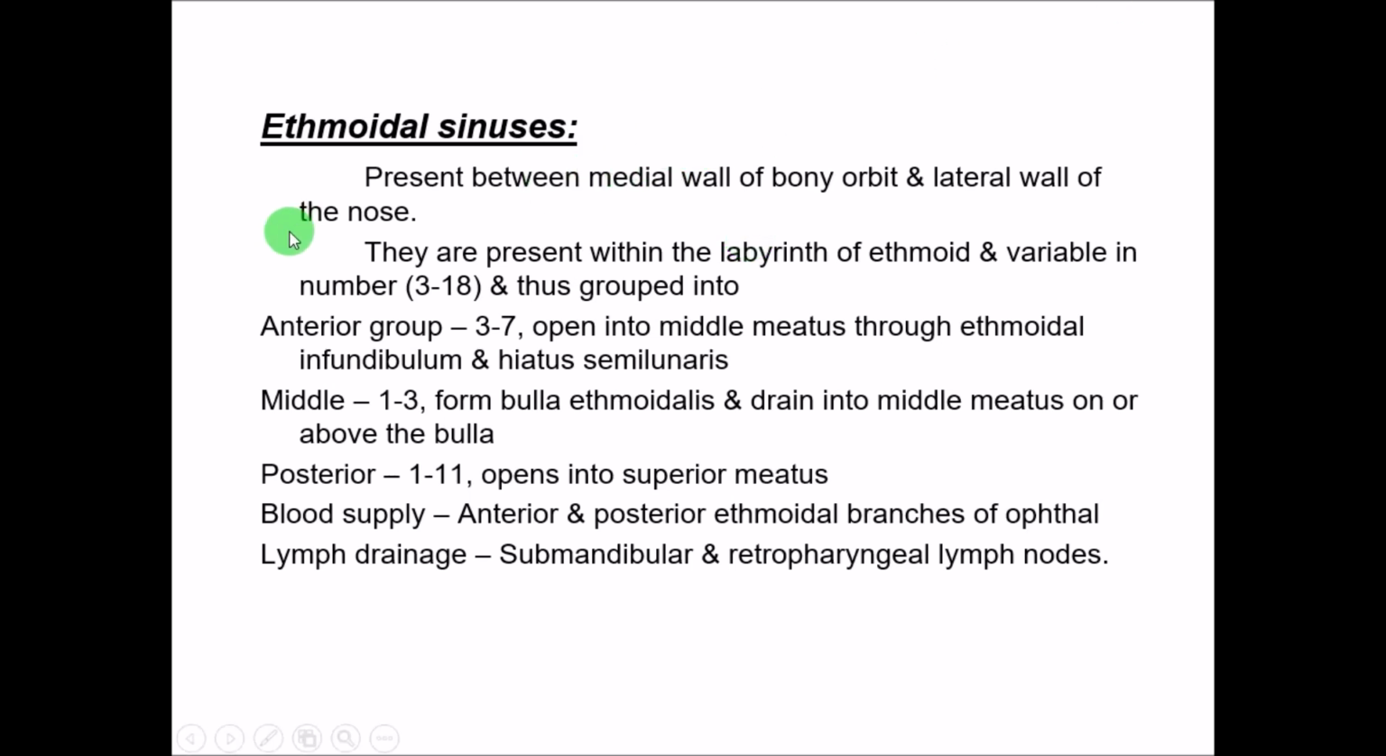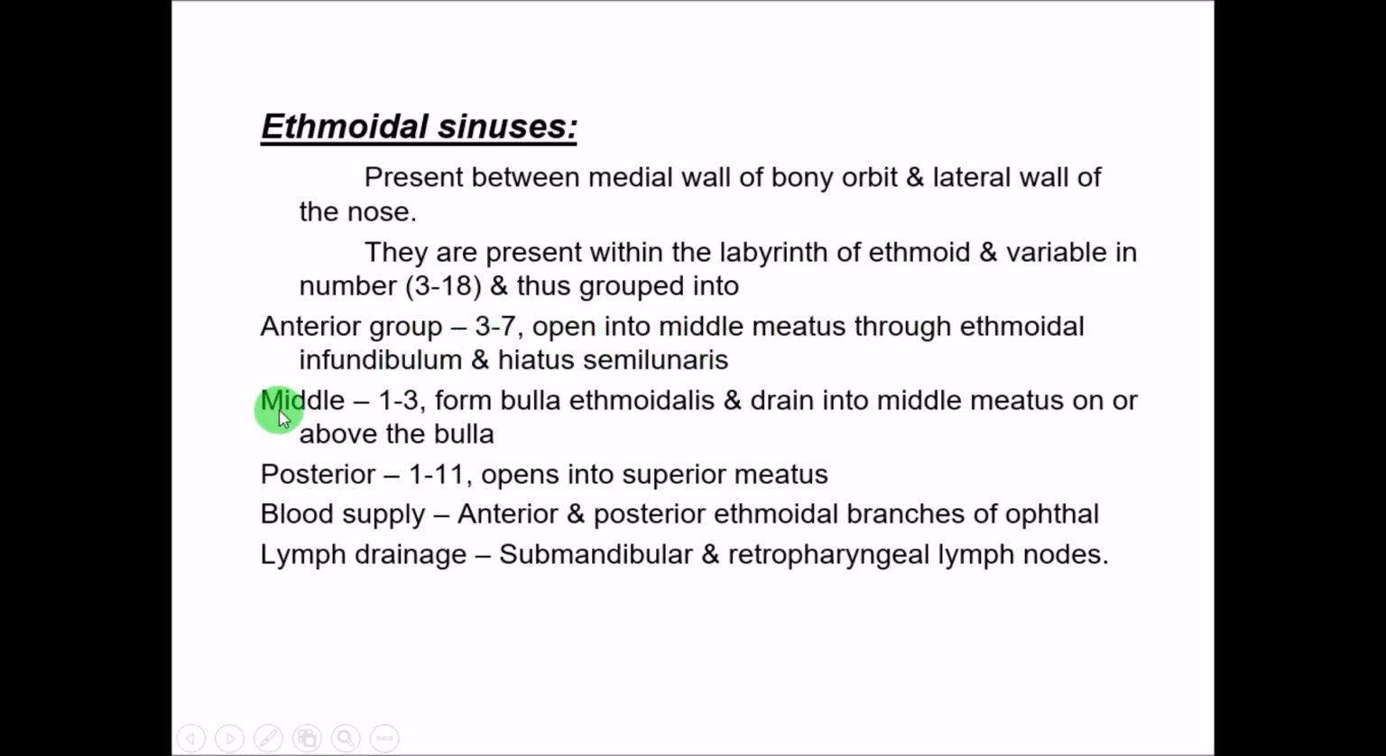Those which are present anterior will be called anterior, those in the middle will be called middle, and those in the posterior are called posterior. So they are not one single, but in multiples. The anterior group will usually be 3 to 7 small air sinuses, which open into the middle meatus through the ethmoidal infundibulum and hiatus semilunaris.